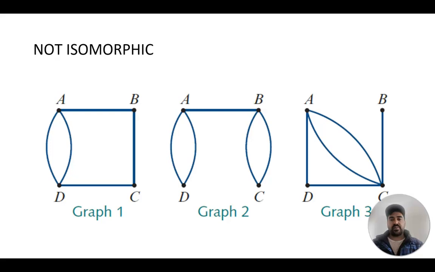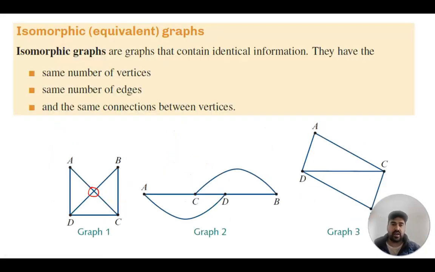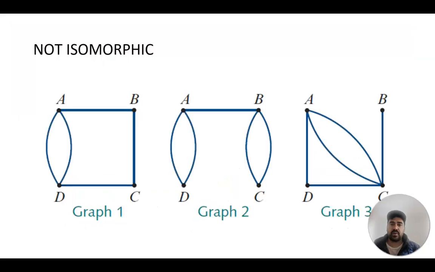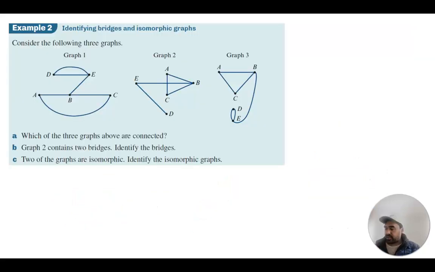Here are examples of non-isomorphic graphs. You can tell straight away that because there's a connection from D to C here, but there's no connection from D to C here, they're not really isomorphic. There's no equivalence. Okay, so it's easy to check visually if it's not isomorphic, not as easy if it is, so just be wary of that. Alright, we'll do some examples.